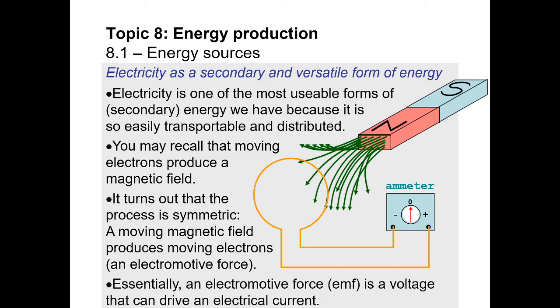When you have this changing magnetic field in the vicinity of charges, and there are electrons in this wire, all of a sudden they feel this push. This push is called the electromotive force, and that's the voltage that will drive the electric current.